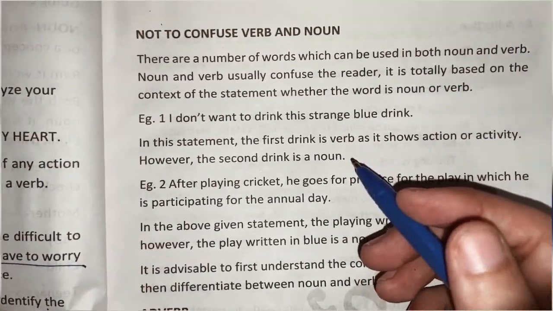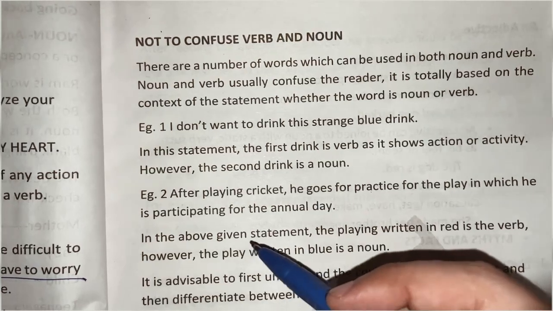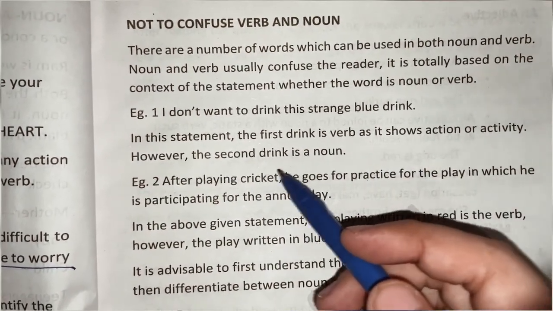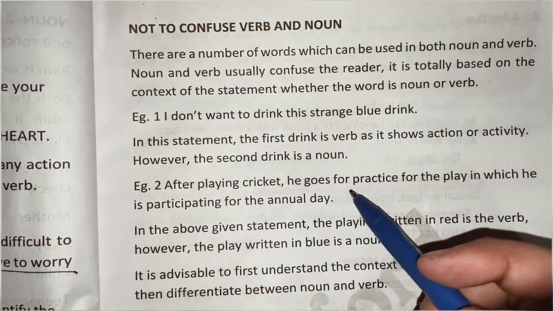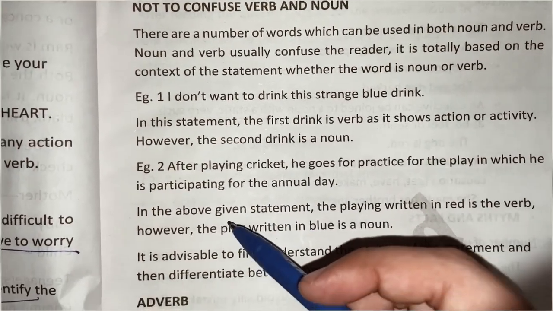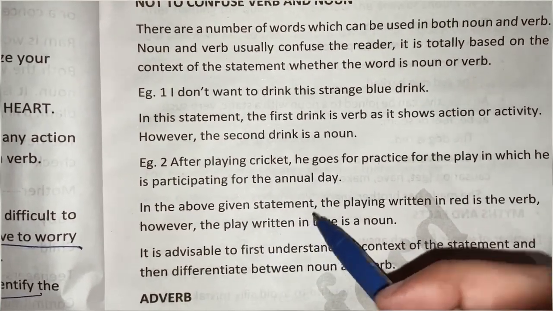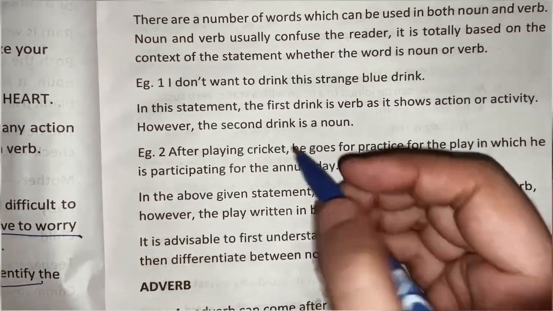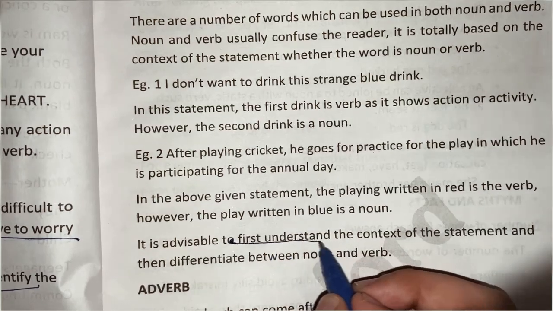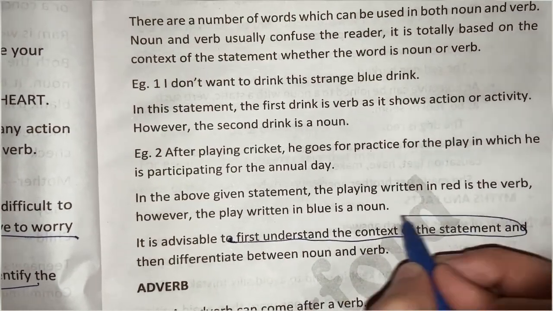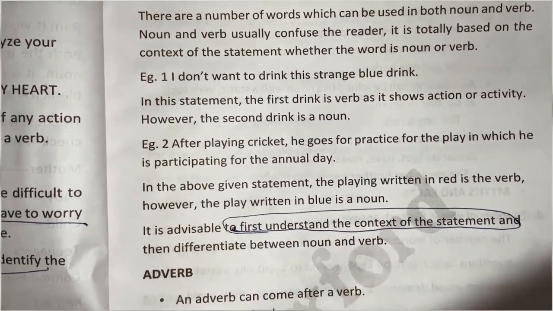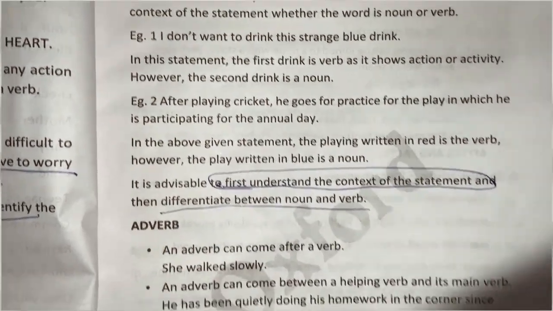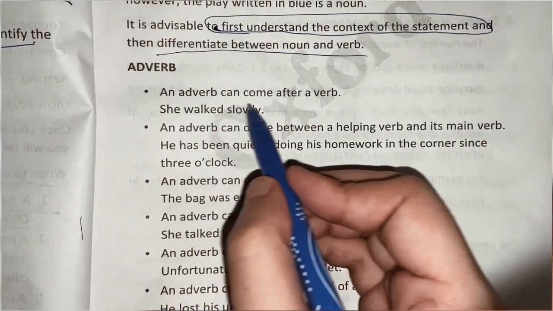Not to confuse verb and noun. These are both different things. So noun and verb confuse the reader. It is totally based on the context of the statement whether the word is a noun or verb. Example 1. I don't want to drink this strange blue drink. In the statement, the first drink is a verb as it is showing activity or action. However, the second drink is a noun. So it is advisable to first understand the context of the statement and then differentiate between noun and verb.